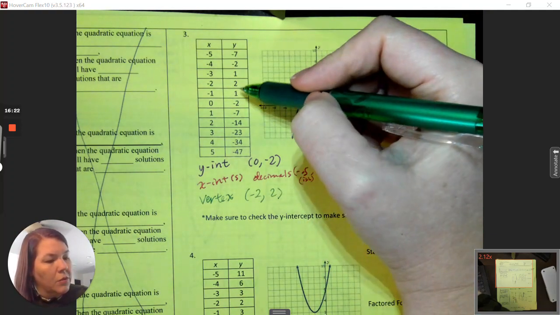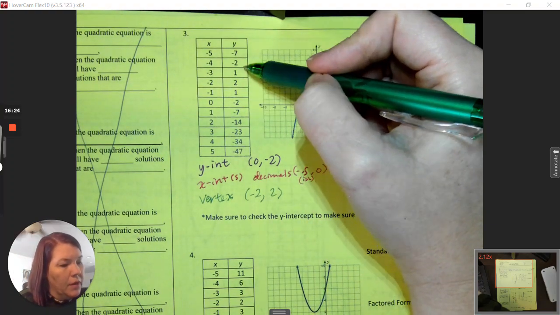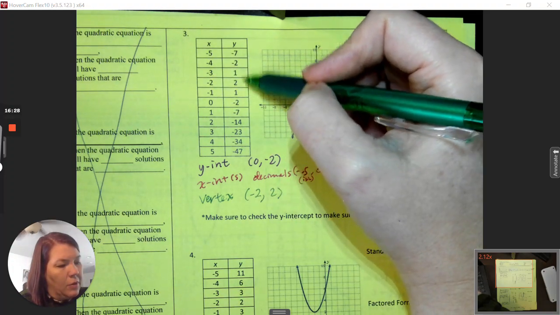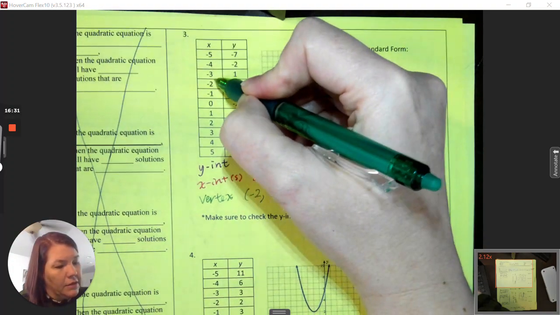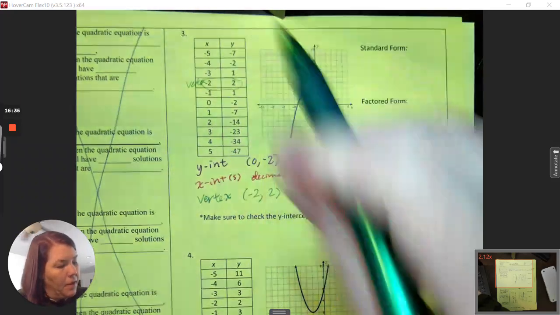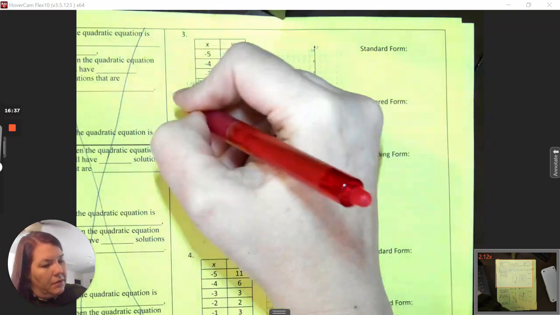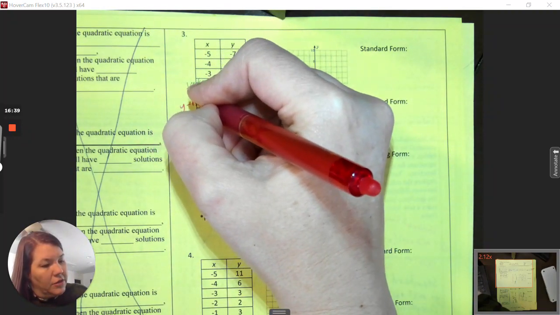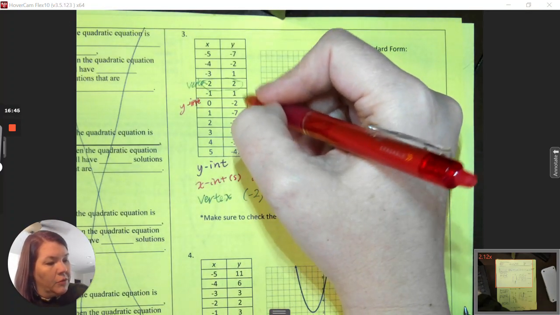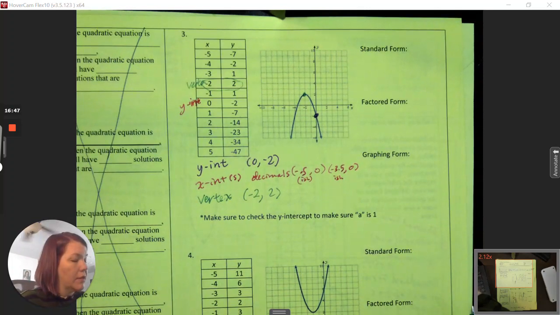And so what I can see from my picture is that at -1, these are positive numbers. I can see my vertex here. I can see my y-intercept here. My x-intercepts are not on my table because they're decimals, but they occur between -3 and -1, and between -1 and 0. And so I'm going to start with vertex form, graphing form.